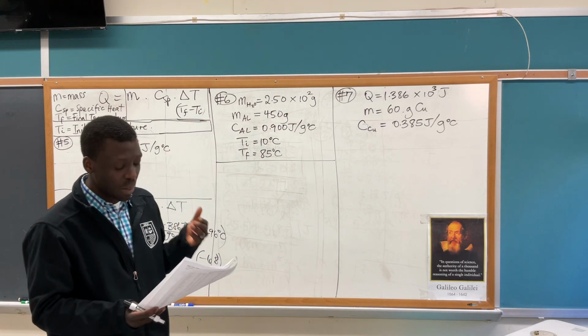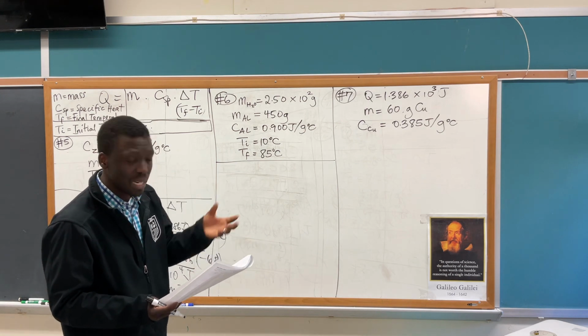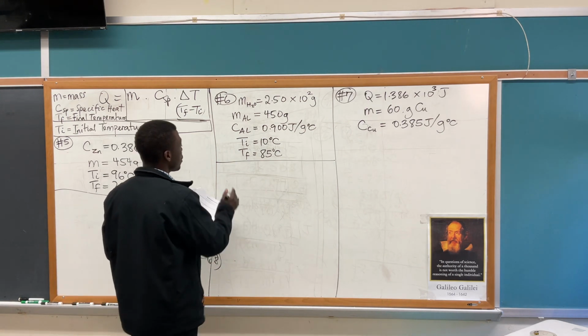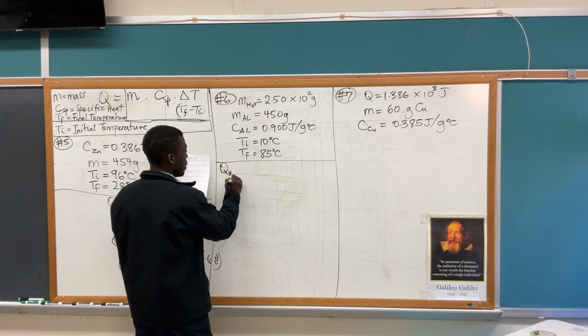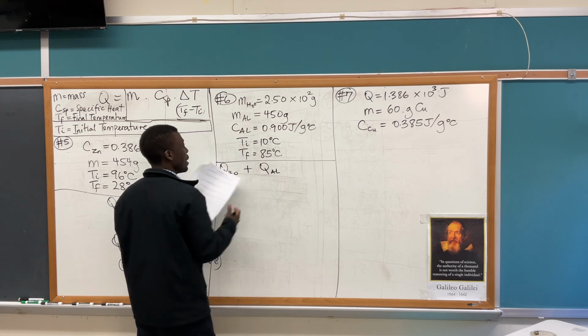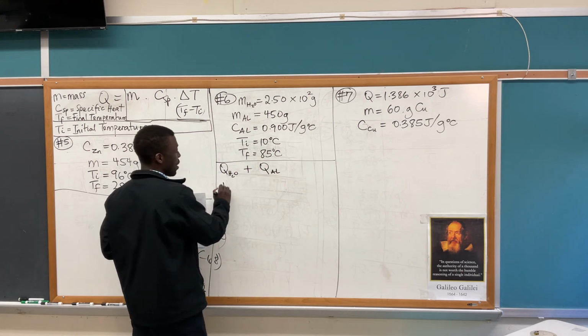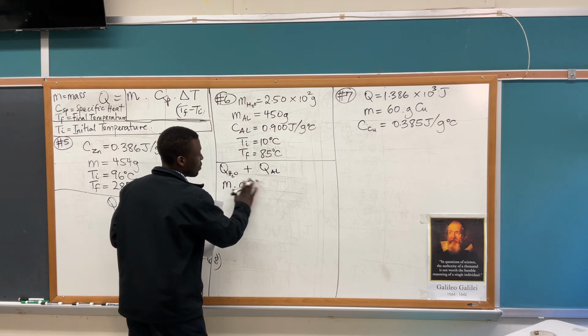So how much heat is absorbed by the water and the can when they are heated from 10 degrees to 85 degrees? Let's go ahead and do the first part with the water. So we have to do this, and we have to do this. Okay, so let's do the first part, M times C times delta T.